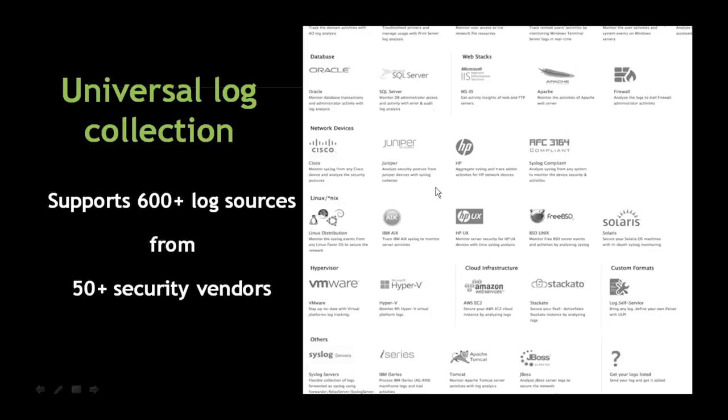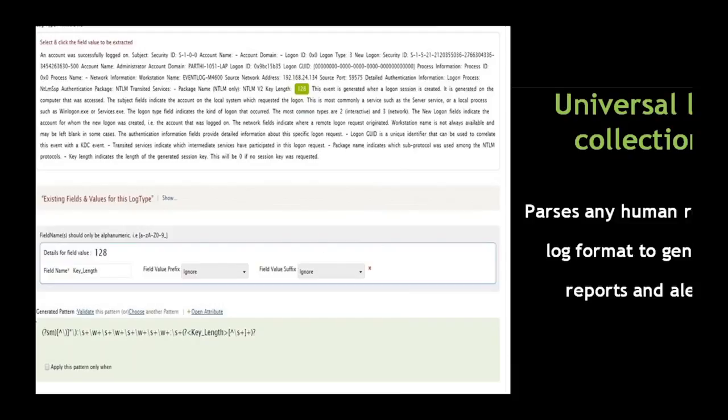We have log sources under Windows infrastructure, under database, we have Oracle and SQL. Under web stacks, we have IIS and Apache. And for network devices, we have Cisco, Juniper, HP, and RFC. And for Linux and Unix. And for hypervisors, you have a couple of other vendors there. And apart from this, we do collect logs from other log sources as well. So to put it in numbers, approximately 600 log sources.